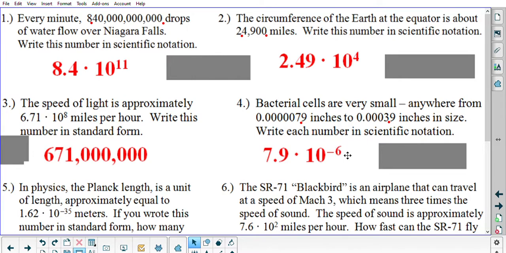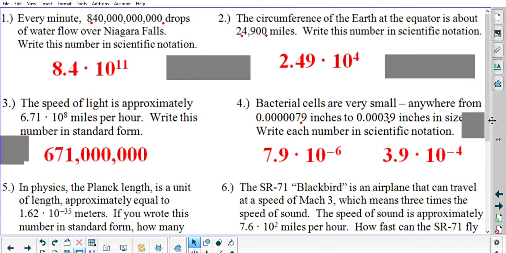Why negative? Because the number was small. The original number was small, between 0 and 1. Likewise, the other number, there were 3 zeros to the right of the decimal point, but then also the digit of 3 that we have to count for. So that's 4 digits total. So 3.9 times 10 to the negative 4th power.